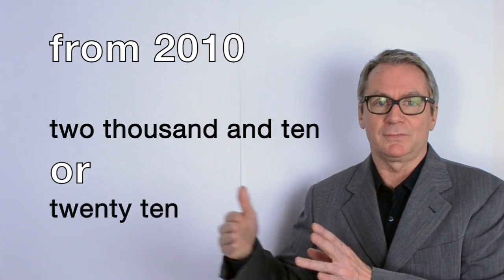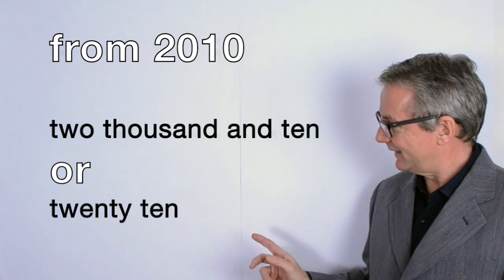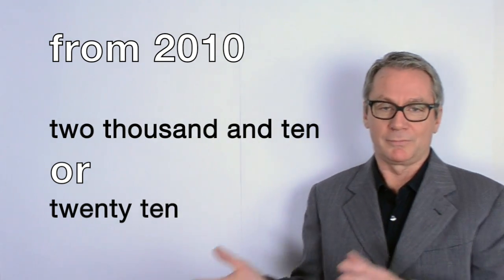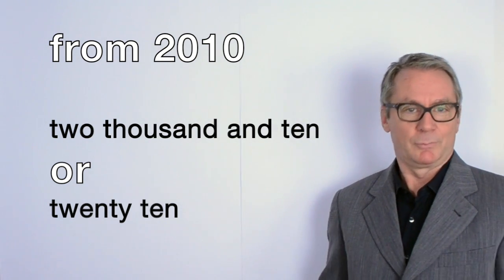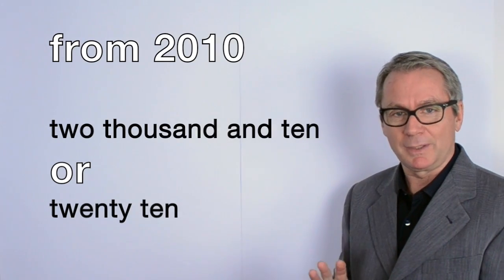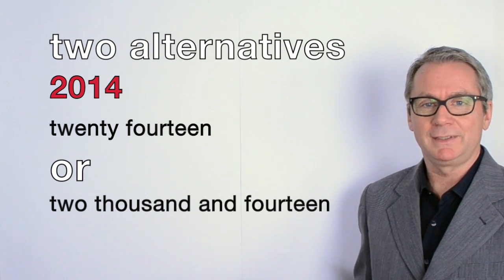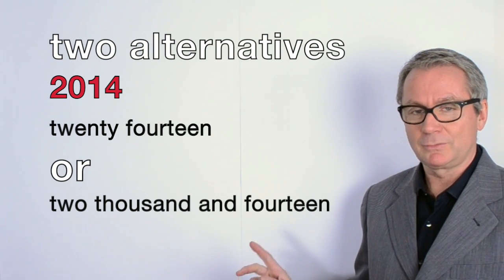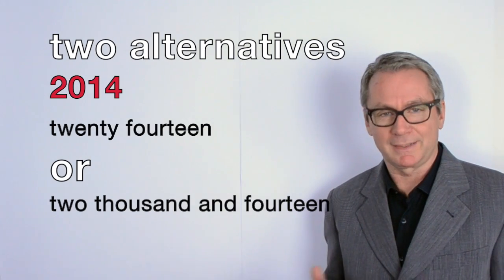But now we're over 2010, you can say twenty ten, or reverting back to the old technique, you can say two thousand and ten. Yes, we're back to the old times. But now you have an alternative way of saying it. So now we are in twenty fourteen, or we're in the year two thousand and fourteen. Both are very common and can be used.